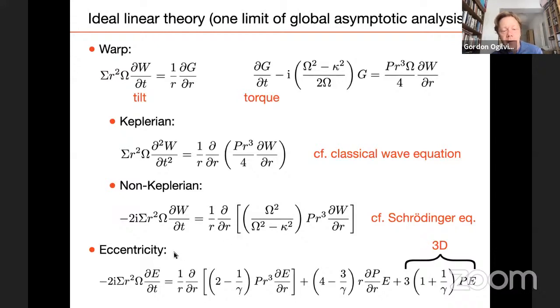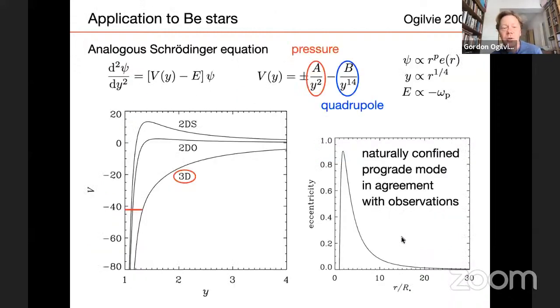And then in the case of eccentricity, for small eccentricities, we do get something similar to a Schrödinger equation, a dispersive wave equation for the complex eccentricity. And there's a distinctive term here due to the 3D effect, this vertical breathing oscillation that I mentioned. So one application of that actually is to the observed eccentric disks around BE stars, these massive and rapidly rotating stars that expel a circumstellar disk.